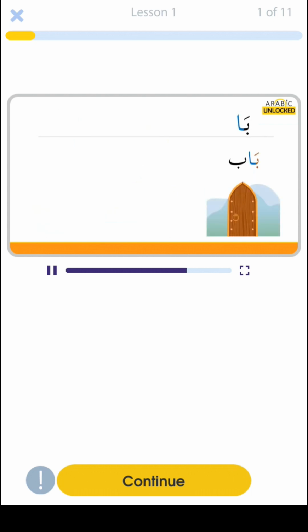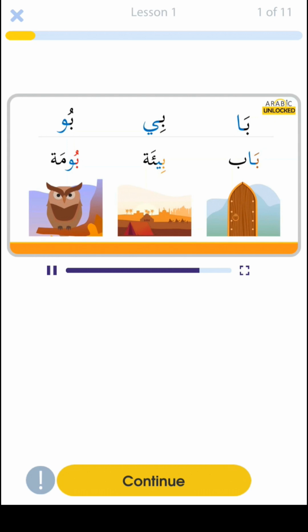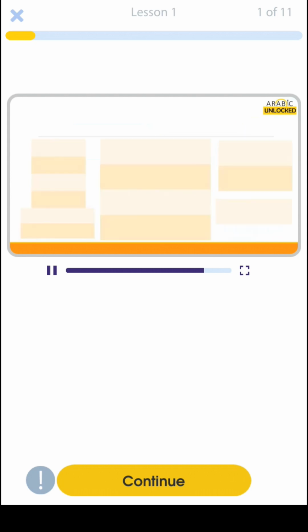And here we have some examples of the letter Ba used with long vowels in words, like in the word Bab. The Ba is followed by an alif, which makes the Ba sound, and Bab means door. Bi'a. The Ba is followed by a Ya and makes the B sound, and Bi'a means environment. Booma. In the word Booma, the Ba is followed by a Waw and makes the Bu sound, and it means owl.